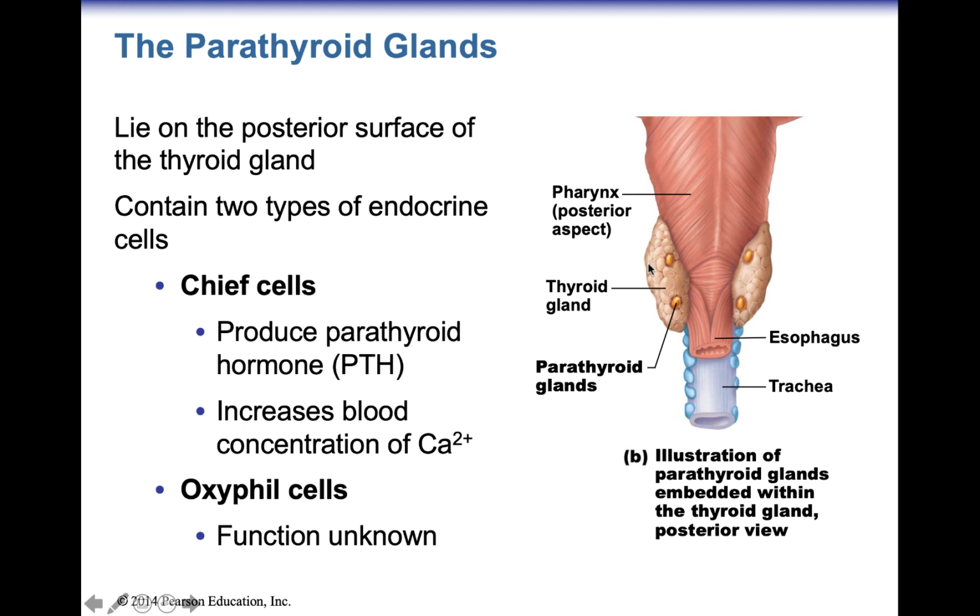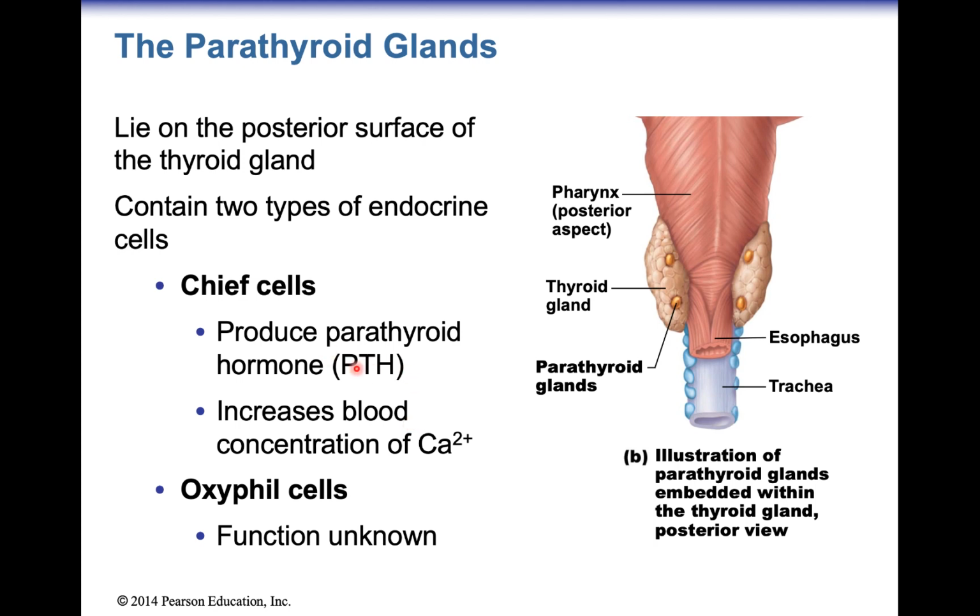Now, this beige region here, let's get my laser pointer out again. The beige region here, that's the thyroid gland. On the posterior of the thyroid gland, you have what's called the parathyroid gland. The parathyroid gland also makes a few hormones, and it's composed of two different types of cells, chief cells and oxyphil cells. Chief cells make a hormone called parathyroid hormone. This hormone here, we already went over it in the beginning of the PowerPoint. Parathyroid hormone helps to increase blood calcium levels.